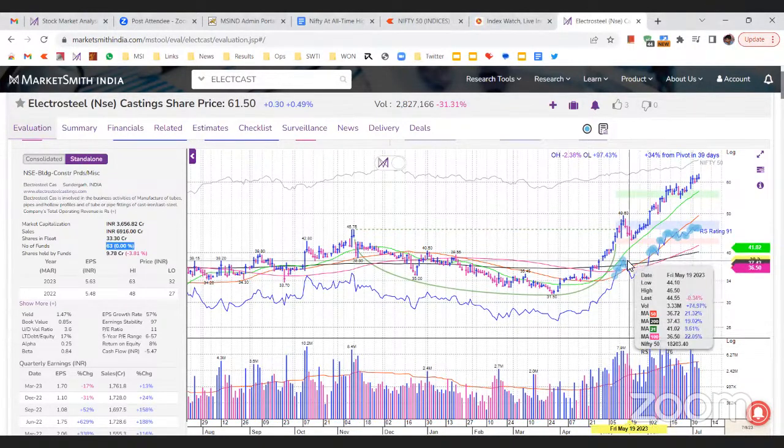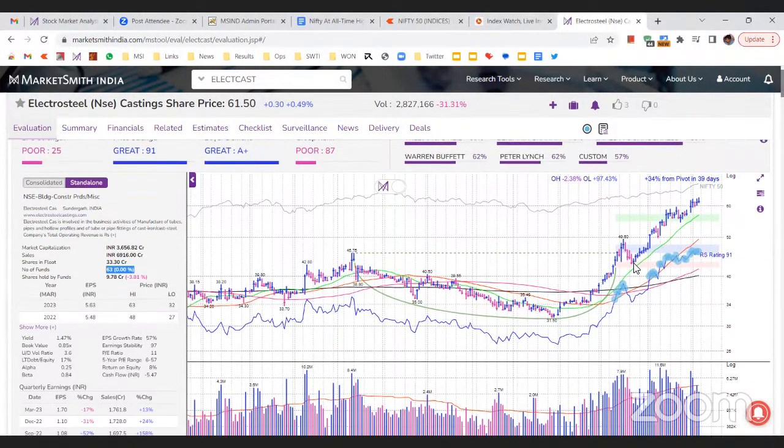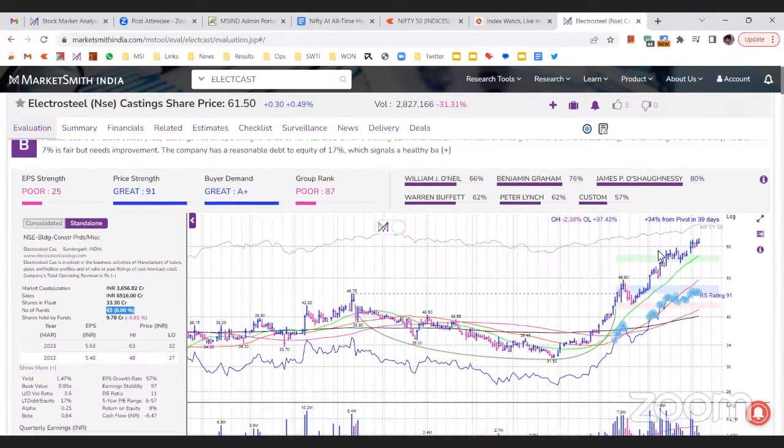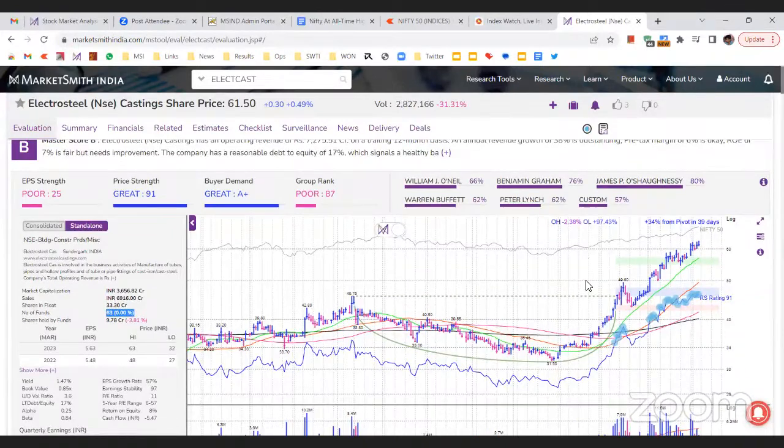Then again, just before its 21 DMA, it rebounded strongly and it is up 34% from the pivot in 39 days. So this needs some time to consolidate and form a fresh base. And I think the EPS strength थोड़ा improve हो जाए, one good quarter, and you see that the end factor लगने लगा है इनका, the end factor is coming up in their earnings. So that's where you can go behind the stock.